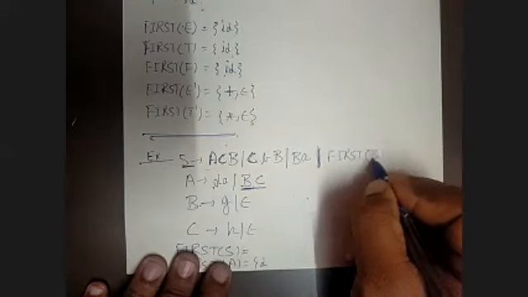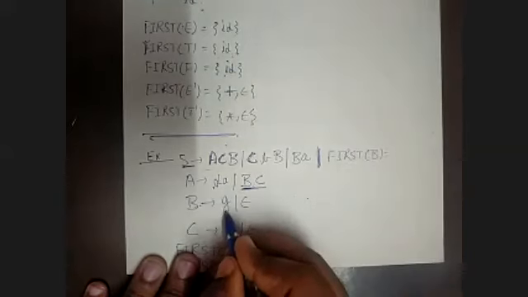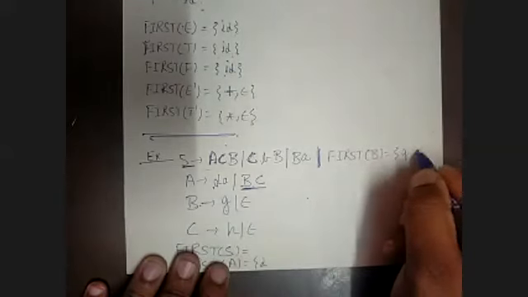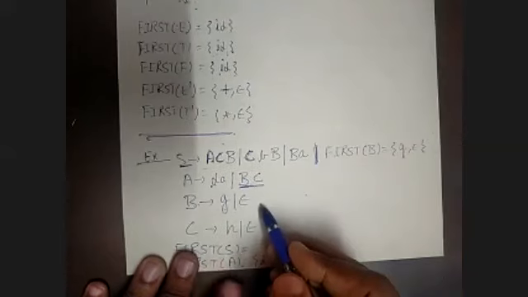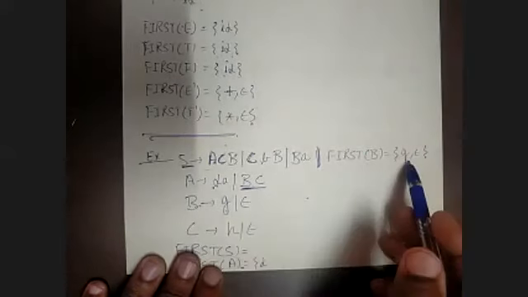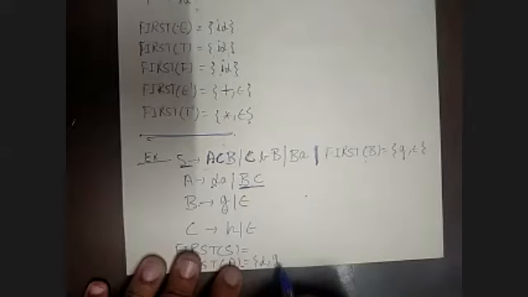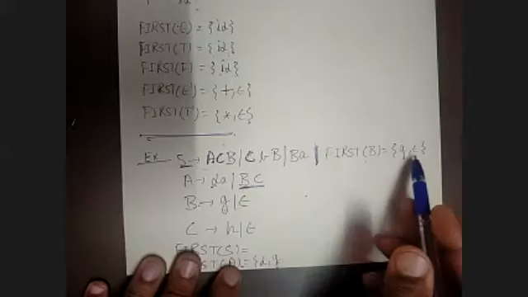First of B contains G and epsilon. Again, when you reverse back to this part, B, first of A, it means B. So first of B is G, so we write it down G here. But epsilon is contained.